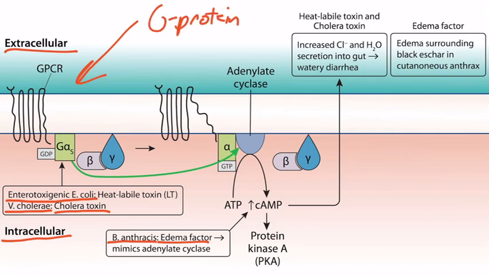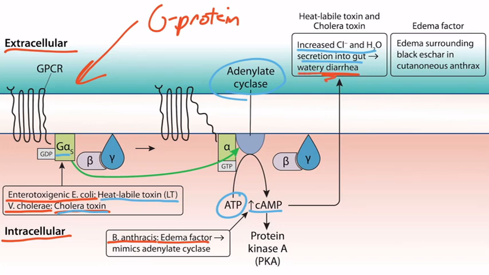Well, the heat labile toxin and the cholera toxin will stimulate this G-alpha S subunit of the G protein complex. Once activated, this G-alpha S subunit will go and activate adenylate cyclase. Adenylate cyclase will convert ATP to cyclic AMP. The net effect of high cyclic AMP is to increase chloride in water in the lumen of the GI tract, as we've written up here. This ultimately results in watery diarrhea.